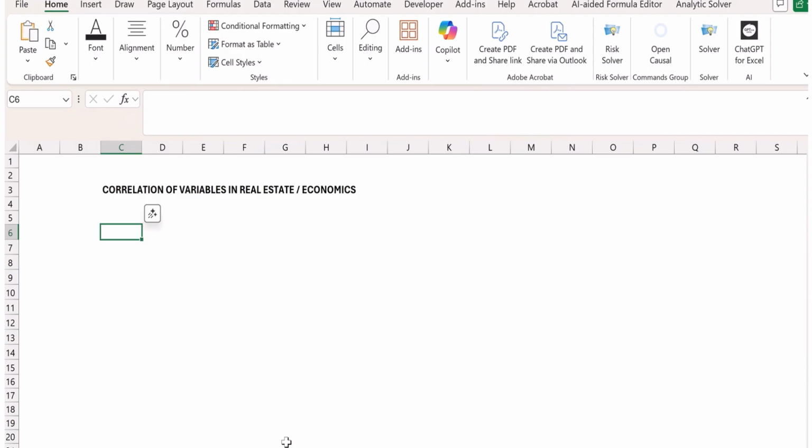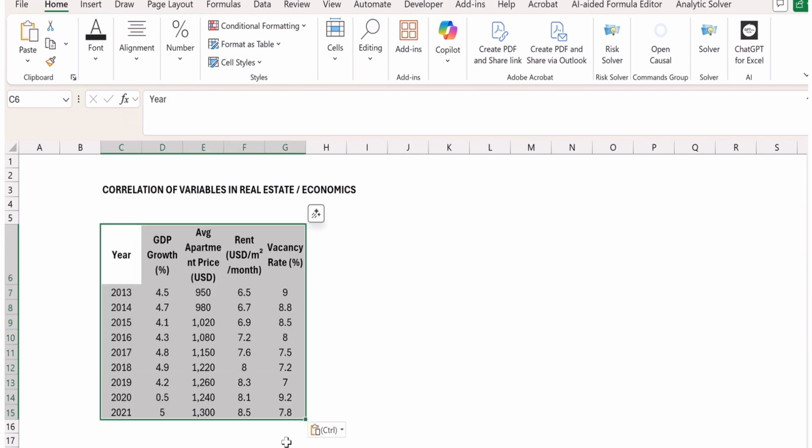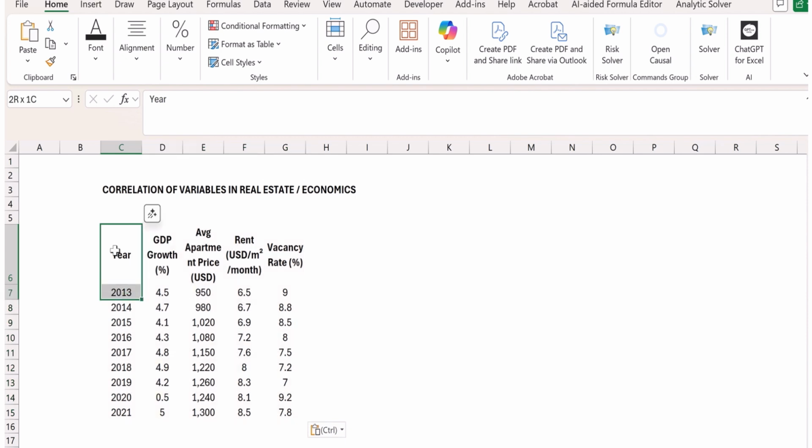In this lesson, we're going to study the correlation of variables in real estate economics. A real example. Suppose we have the following table. Column C is the year that we are in. Column D will be the GDP growth percentage-wise.